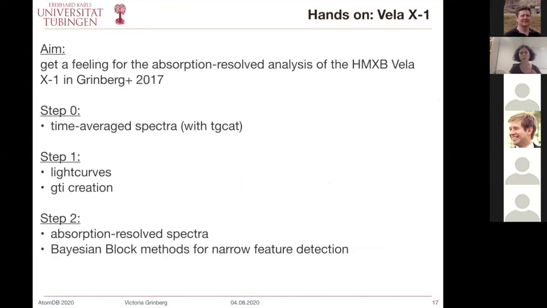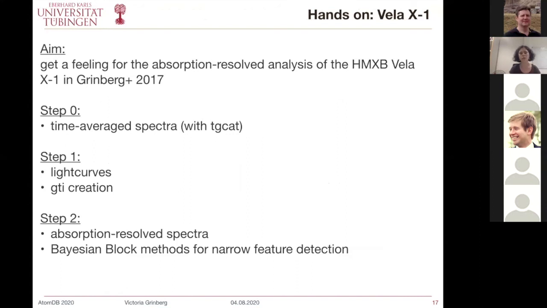So what do you have online? It's data for hands-on. It's supposed to give you a feeling for the absorption resolved analysis of Vela X-1, as I've done in Grinberg et al. 2017. Step one is to take a look at the time average spectrum. I'm going to send you to TGCat because TGCat is amazing, but you also have spectra provided in there.